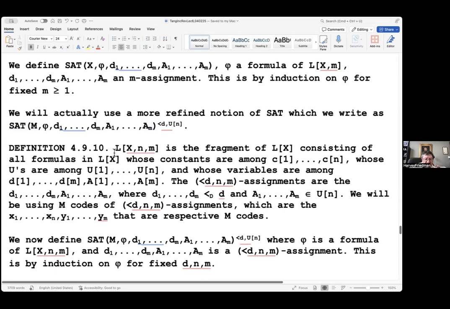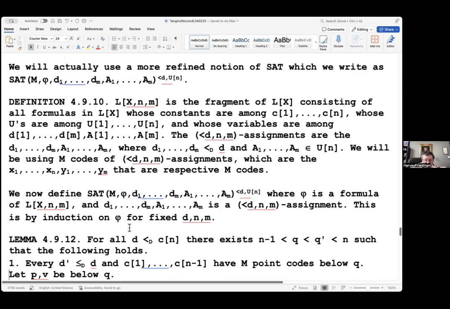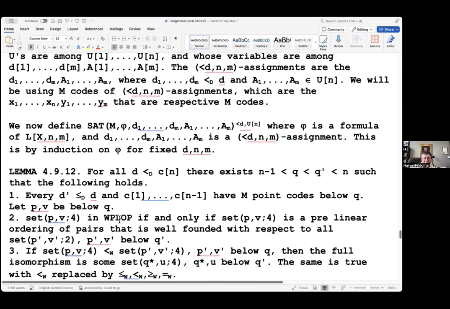So we have notation for the language fragment, L of X and M. And we have the notion of assignment. This is just an adaptation of the definition I gave before. We have SAT of M, phi, D1 through DM, A1 through AM, less than D. This means the first order quantifiers range below D, and the second order quantifiers range in U of N.